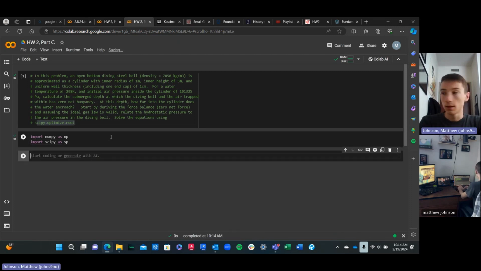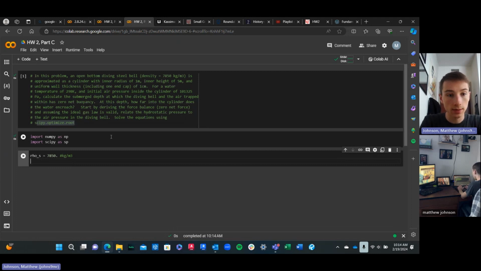Okay. All right, so let's go ahead and start defining all these variables. The ones given in the problem are as follows. We have an open bottom steel diving bell with density 7850. So the density of steel, we'll say rho sub s is equal to 7850. I'm going to keep the units off to the side here in text, just so we don't forget. So that's kilogram per meter cubed.